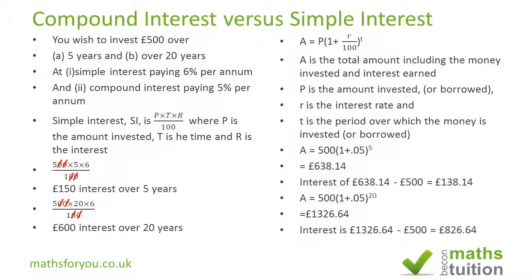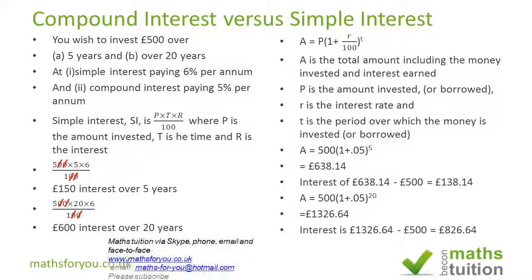Now, over a 20-year period, the amount becomes £1,326.64. Now, the interest earned is £1,326.64 minus £500, that gives us £826.64. Now, it's obvious that over a short period, the simple interest method gets more interest, but over a longer period, the compound interest method is the better value.